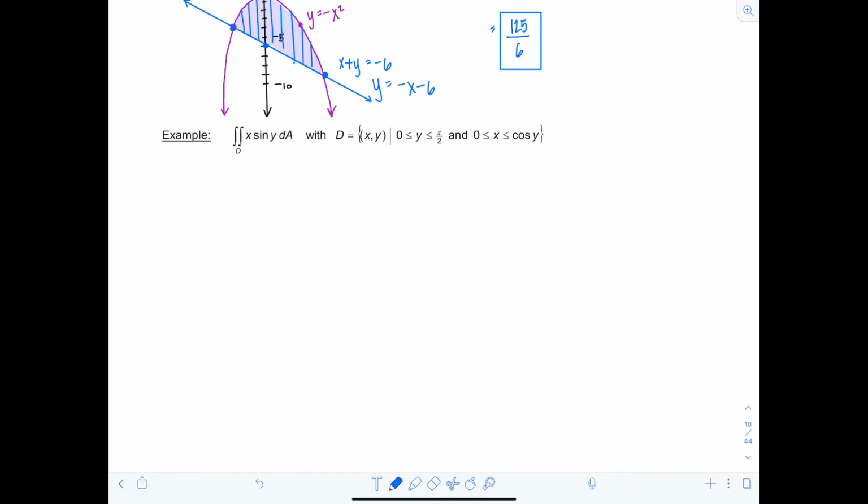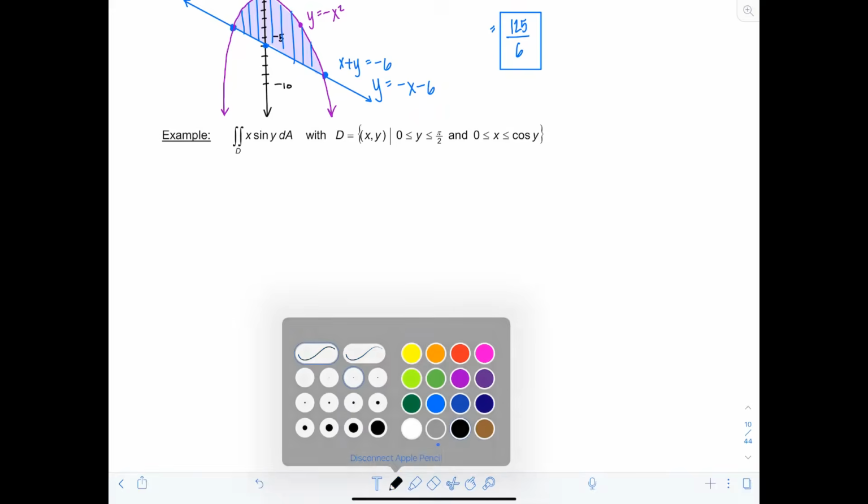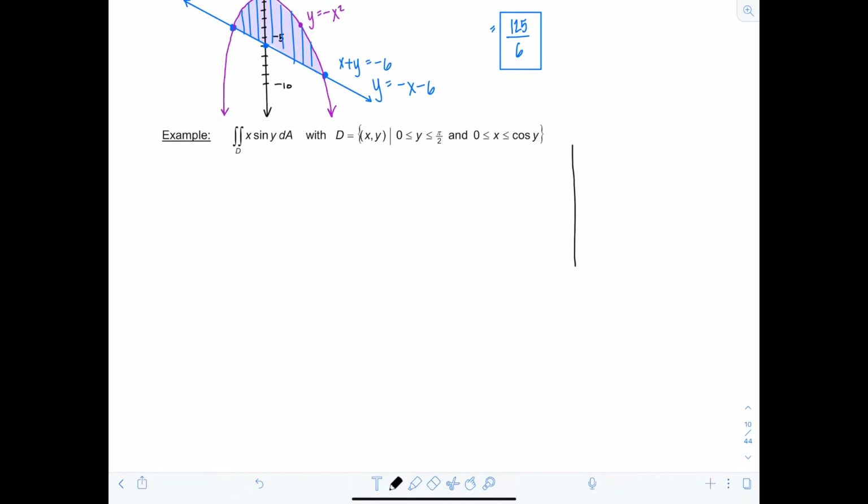So we could graph it if we want, but it's pretty straightforward. If I imagine the graph of cosine, it's going to start at 1, right, when you substitute in 0, down to 0 when I plug in pi halves for y. So it's not going to be too wild. Everything looks pretty straightforward. We can just go ahead and set it up. But if you're dead set on graphing it, why not?